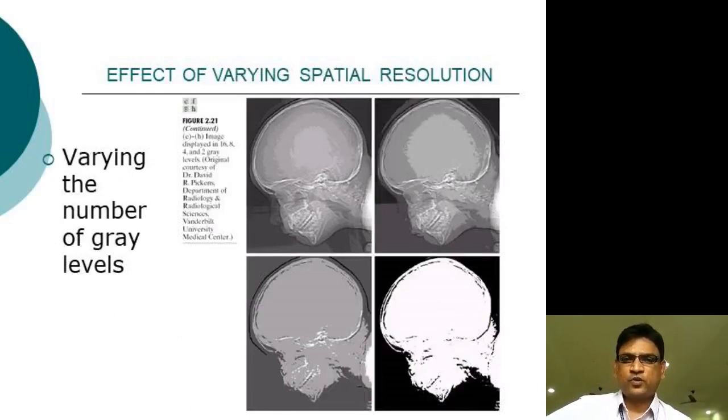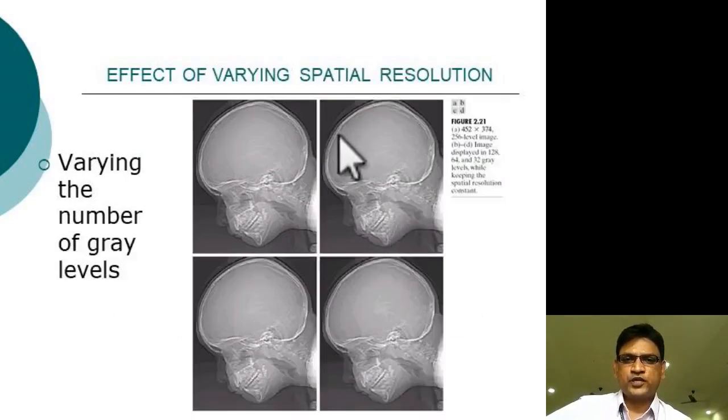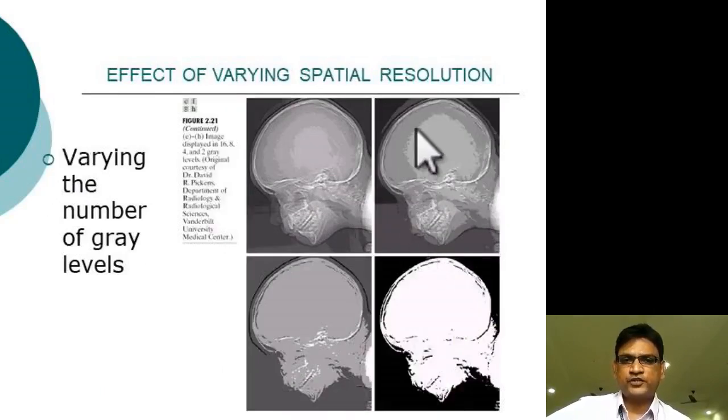So the effect is called false contouring. Here we don't have any circle. If you reduce that, we have a shade like this, and some contours are seen. This is because of the representation of the intensity values by fewer bits than absolutely required. So we are representing with fewer bits than absolutely required. This is the case of varying the gray level resolution.